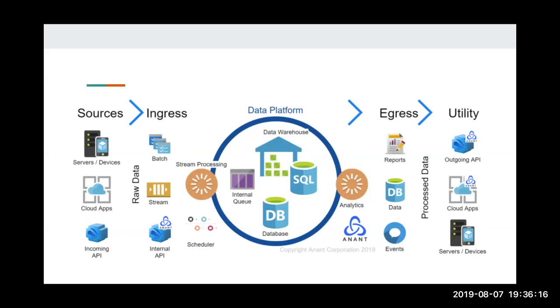But it's never one way. This is a super simplified version of what really happens. The reality is there's tens, if not hundreds of things coming in and tens or hundreds of things coming out. And sometimes there's loops inside. You may have some data coming out, going back into your data platform.